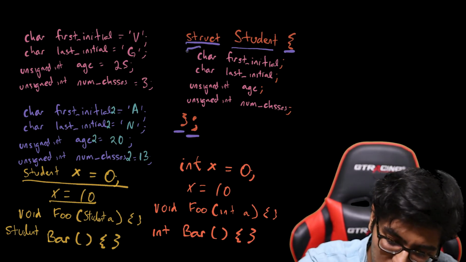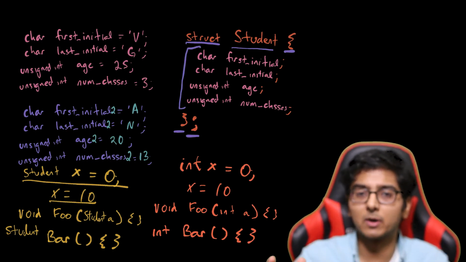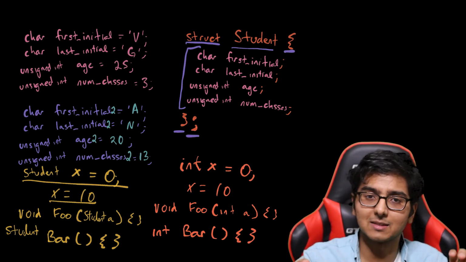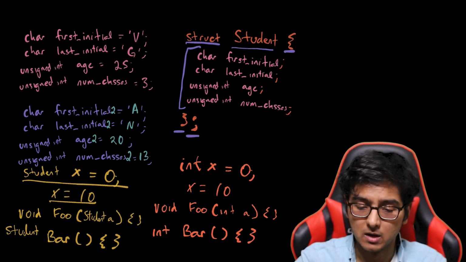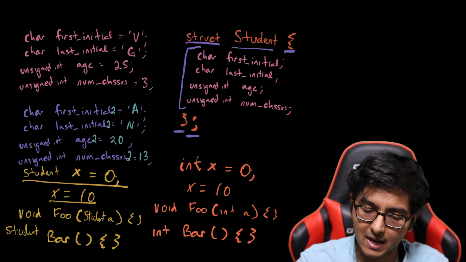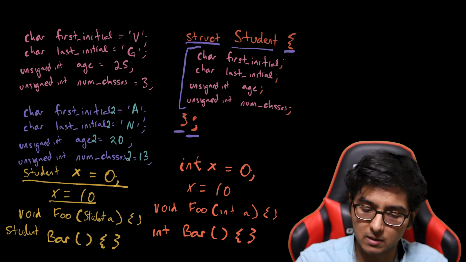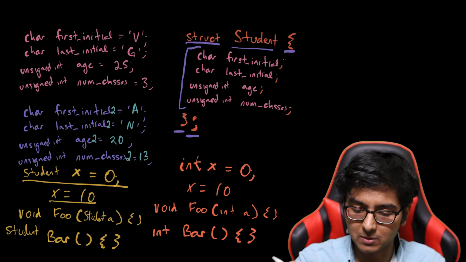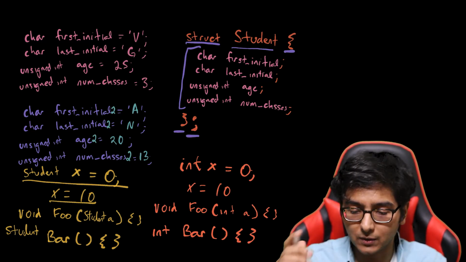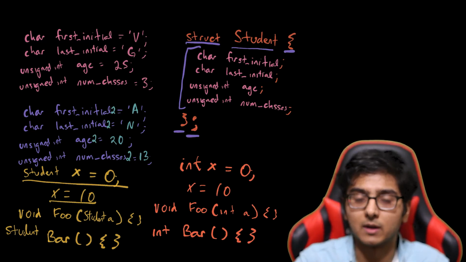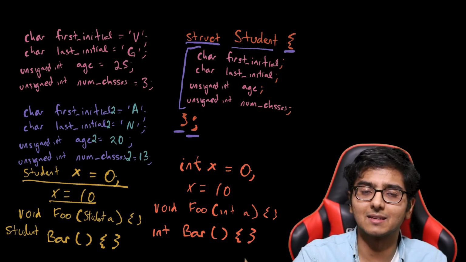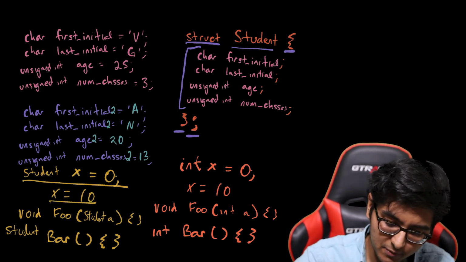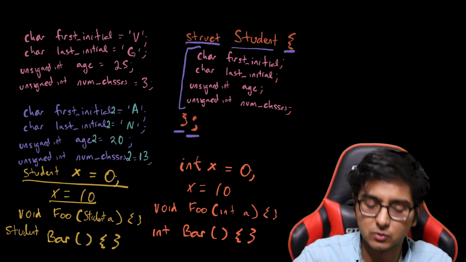Then each of these inside the struct is considered a member of the struct. Every member of the struct has to have 2 things: the type and the name of the member. So in this case, this struct has the following members: first initial of type character, last initial of type character, age of type unsigned int, and num classes of type unsigned int. And for each of these members, we put a semicolon at the end to indicate the end of that definition for that member. So now I have officially finished making my type of student.